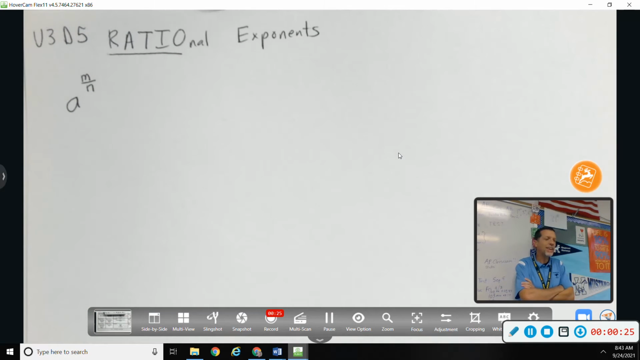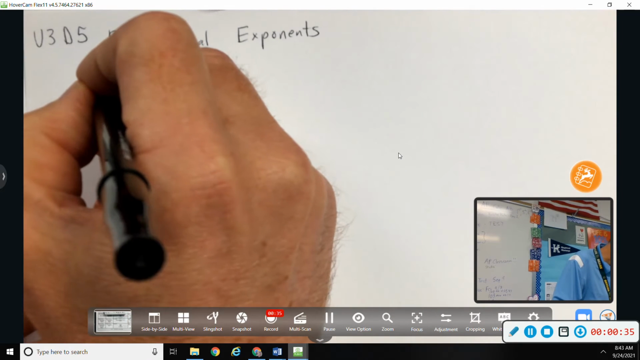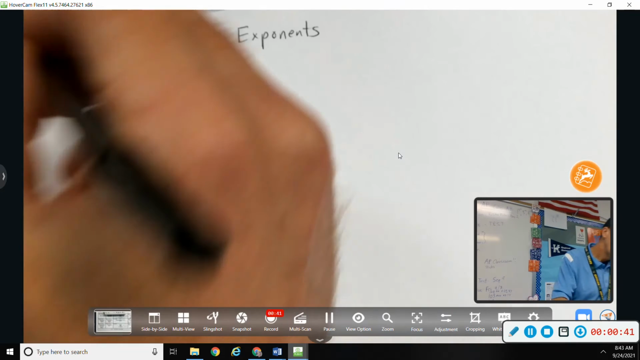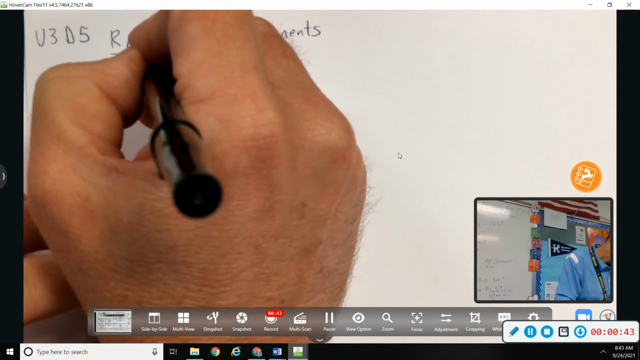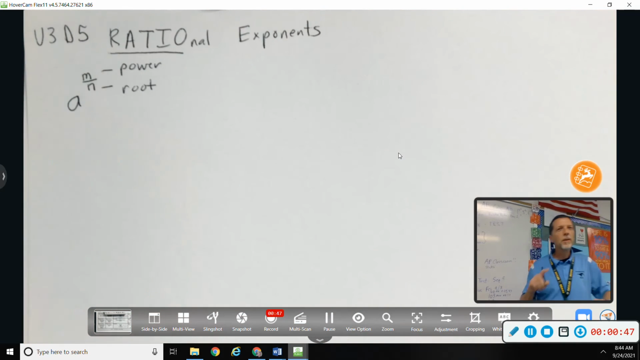A to the m over n. You've done this. One of these numbers is the power, and one of them is the root. Do you remember which is which? The top number is the power, and the bottom number is the root.